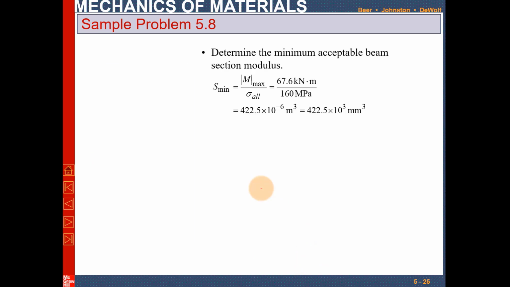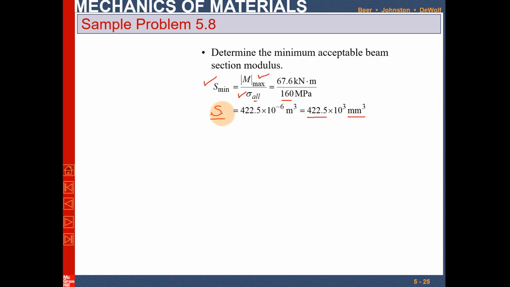Once you know the maximum stress, you know that the minimum section modulus is equal to the maximum bending moment divided by the allowable stress, or maximum stress. In this case, the maximum bending moment is 67.6 kilonewton meter, and the allowable stress is 160 megapascal. If you solve this and convert it into millimeter, that will be 422.5 into 10 raised to power 3 cubic millimeter. So this is the minimum section modulus required to be chosen.